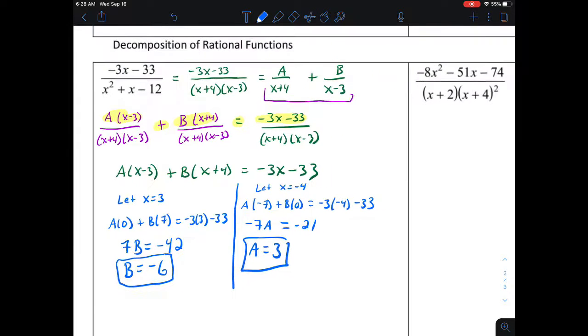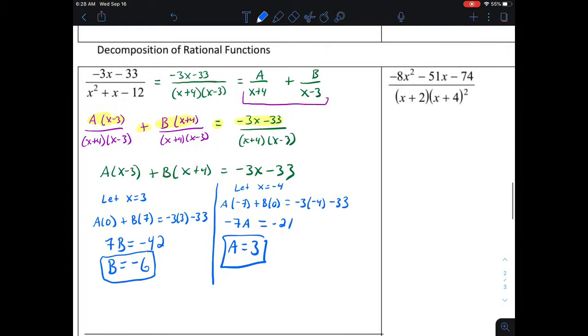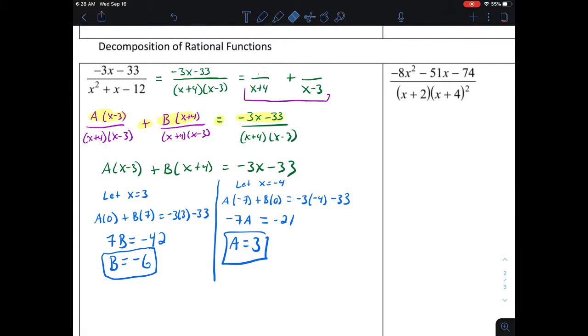So what did we do? We figured out what a and b had to be up here in this problem. So basically, of the two rational functions that we added together, one of the numerators would be 3. The other numerator would be negative 6.